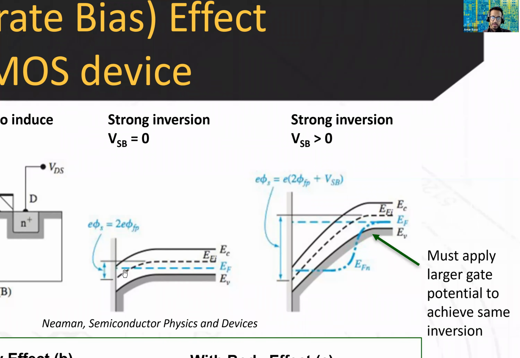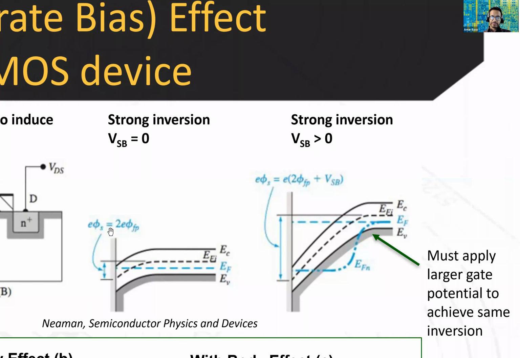So what do we mean by that? Look at EF in the baseline case. EF is very close to EC, so that means you have a nice N-type semiconductor right at the interface of the oxide and the channel region. In this case we have the same level of inversion, the EF is right at EC. In order to achieve that same level of inversion, we actually had to apply a larger gate potential.